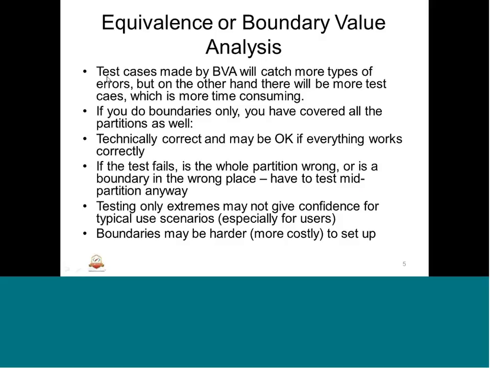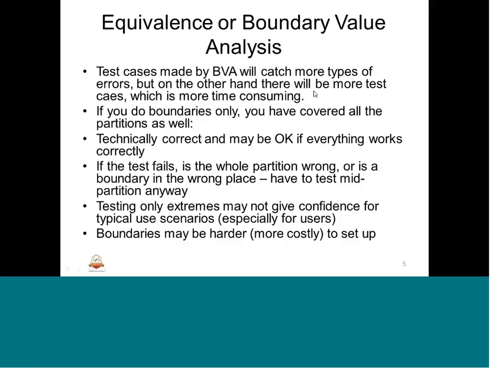Okay, so next one is the test cases made by boundary value analysis will catch more types of errors. You know why? Because the system behavior at the boundary could change. Suppose the system is supposed to take a variable of 1.0 to 5.0 and we are trying to test 0.9, or we are trying to test 4.9 or 5.1. The system should behave exactly, so it should be predictable basically. The chance of catching errors or issues at the boundary is more actually. That is why we need to have a boundary value analysis.